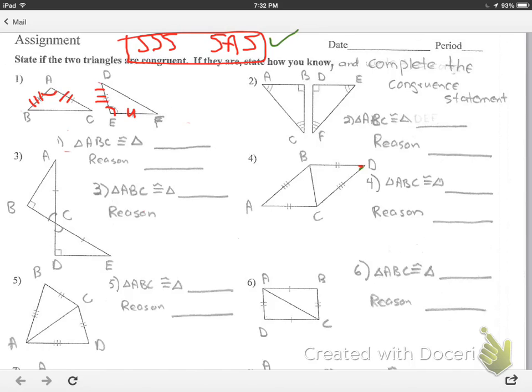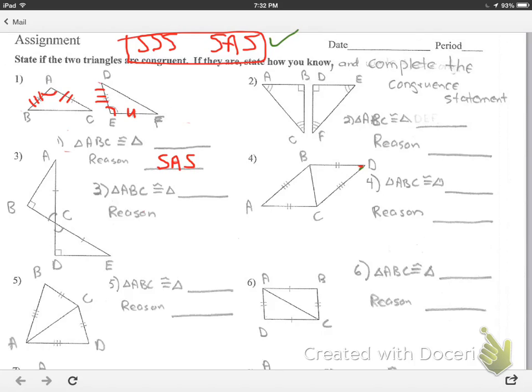If you were gone yesterday, there's a video on included angles and side angle side on Prism you can take a look at. Okay, that means that those two triangles are congruent, and our reason is side, angle, side. Now, we have to write the congruence statement. Triangle ABC is congruent to, and we need to get the letters D, E, F in the right order.